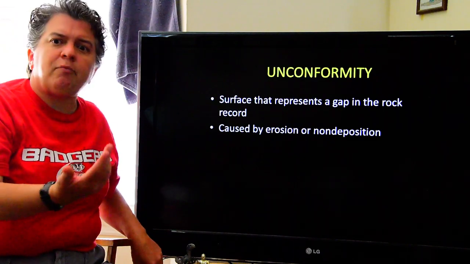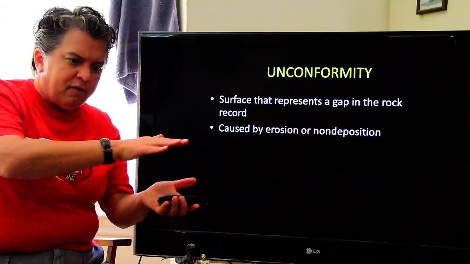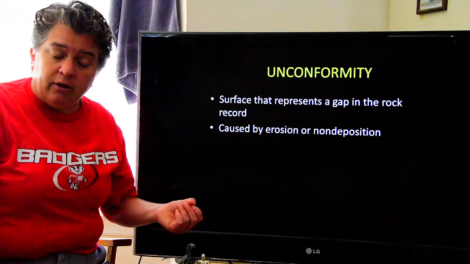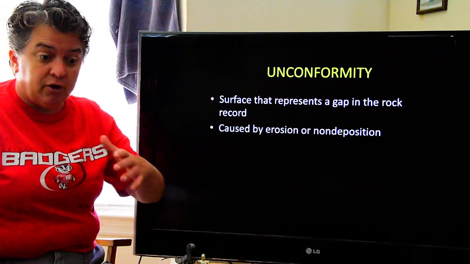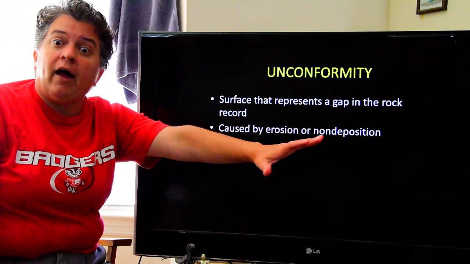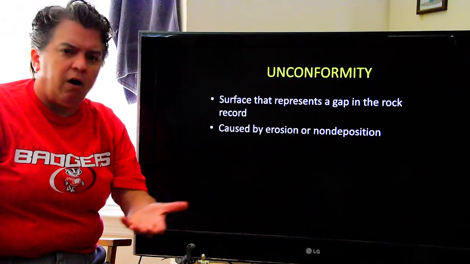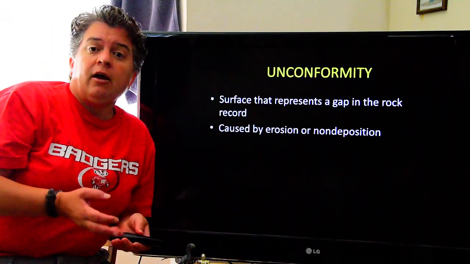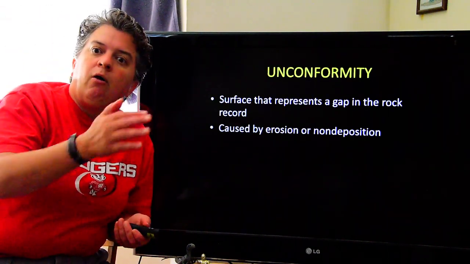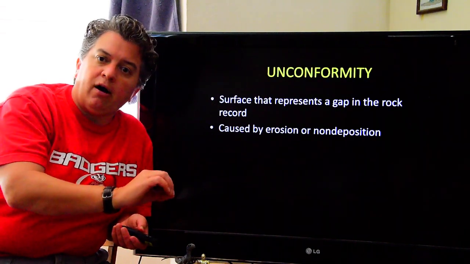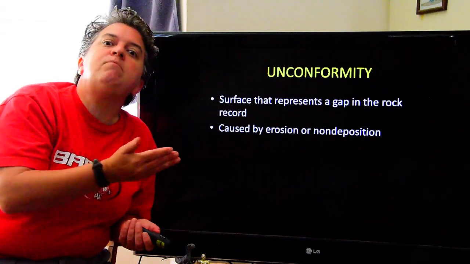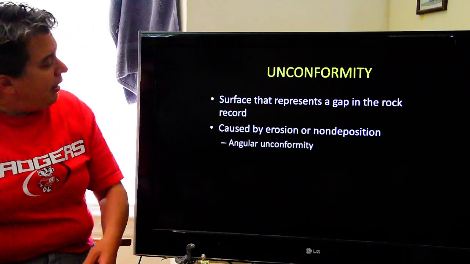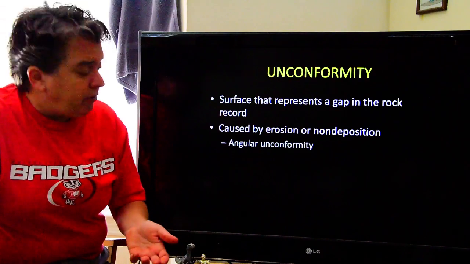Now, why would something be missing from this stack of rocks? Well, you could have had erosion, right? So erosion occurred and wore away, weathered away some rock that originally was there. Or you could simply have non-deposition, meaning there was a time period where nothing was deposited. So you are missing rocks from that particular time. Now there are three basic types of unconformities.